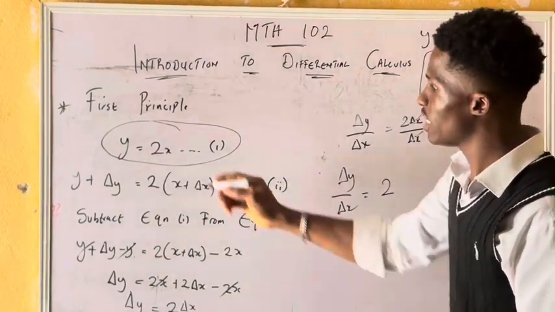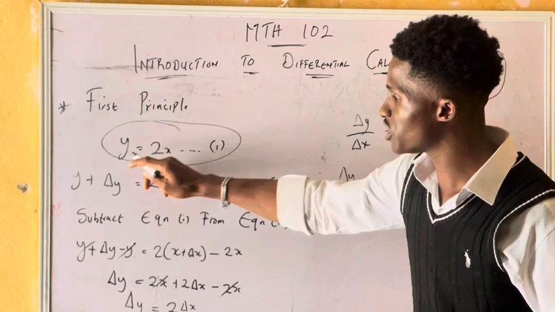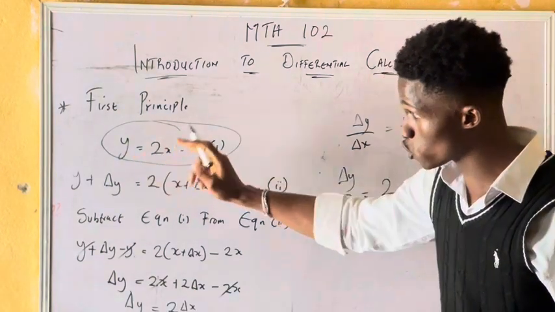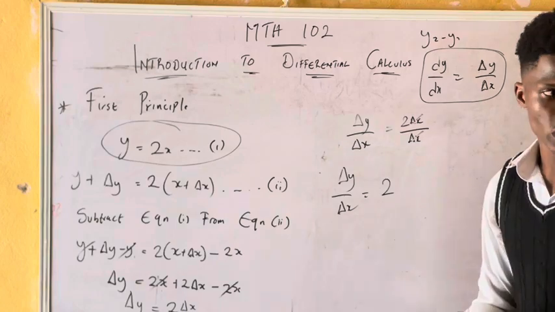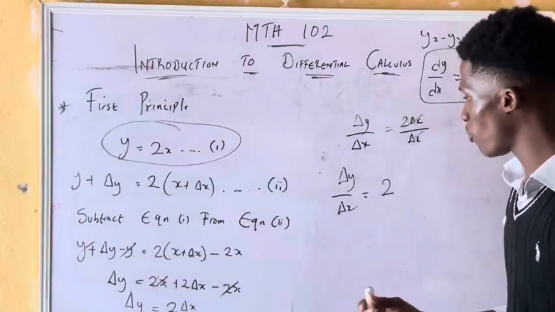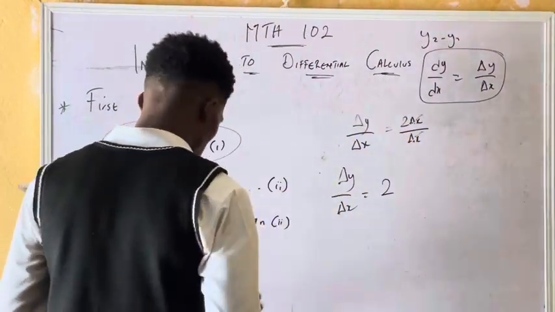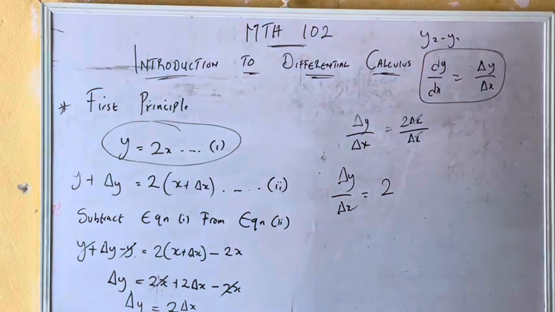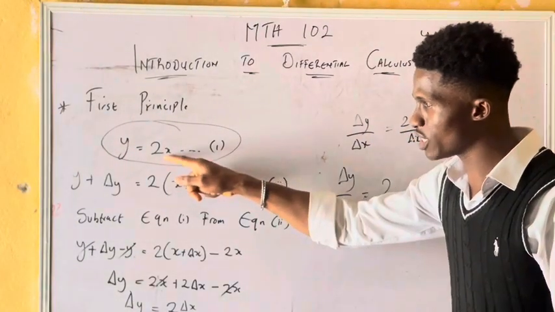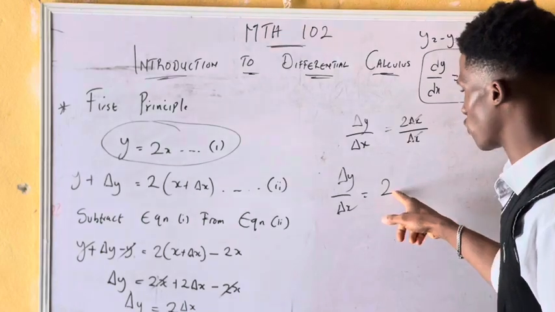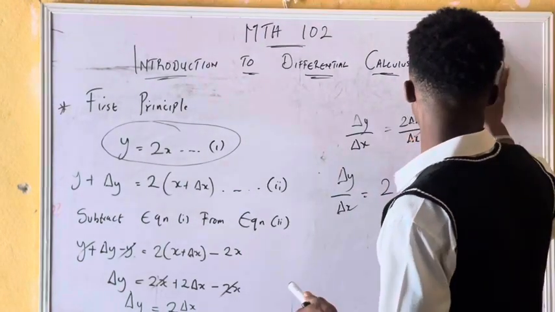So it means that from this expression, y equals 2x, if I differentiate it, what I'll have is equal to 2. Now we are going to test that using the power rule. Now we've done the power rule before. So let's verify that if we differentiate this, we are going to have 2.